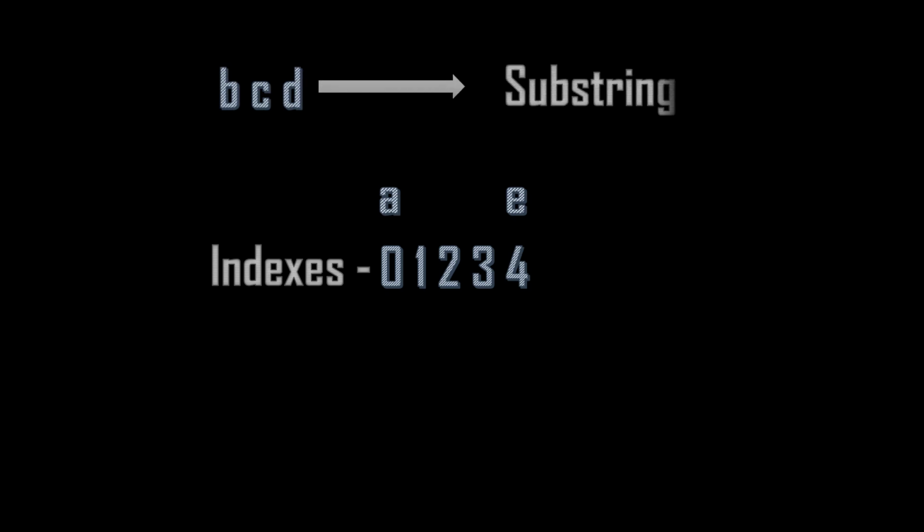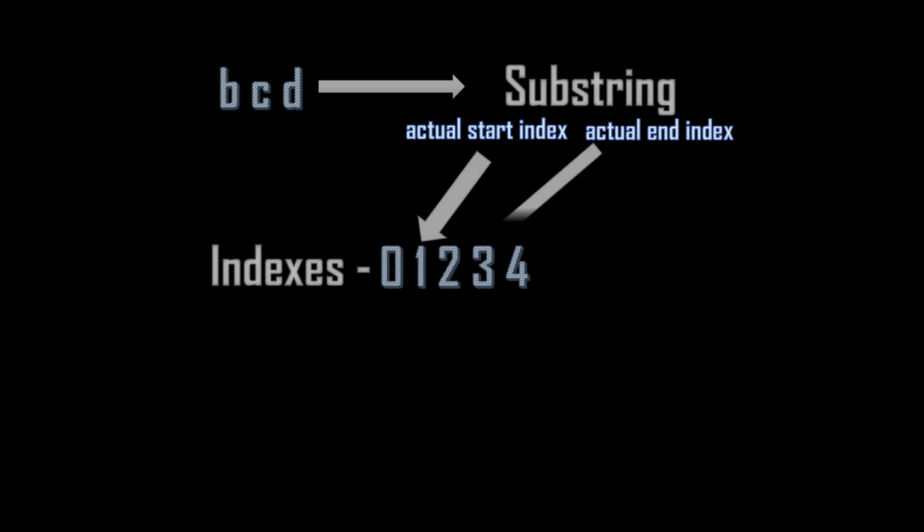A string is basically a sequence of characters which have indexes. A part of a string is called a substring, such as B, C, D. A substring has two parts: actual start index, actual end index, such as 1 and 3. 1 points to B and 3 points to D in B, C, D.